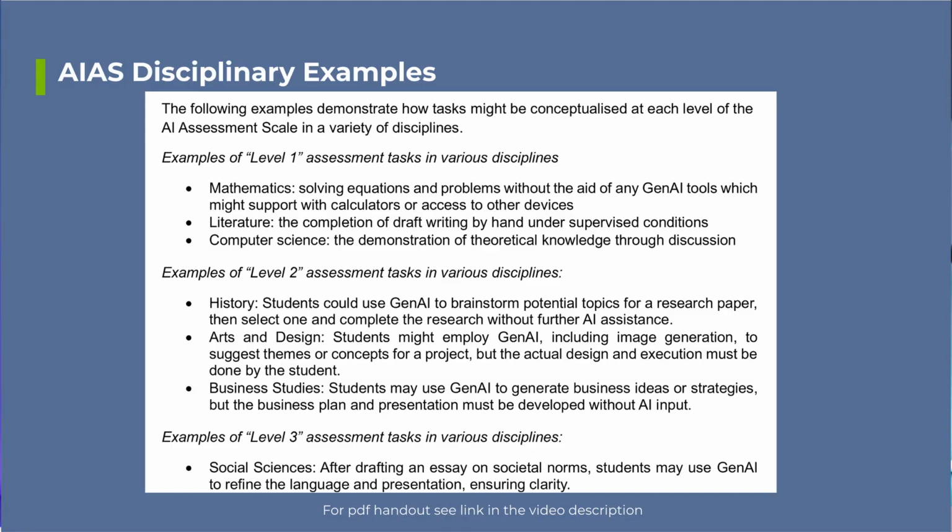This scale helps us establish a structured approach to communicating and potentially integrating AI into academic assignments, ensuring both transparency and ethical use. I want to briefly highlight this hyperlink to a handout that provides some excellent disciplinary examples of applying the AIAS at different levels. For instance, at level 1 in computer science, students demonstrate theoretical knowledge through in-person class discussions. In contrast, at level 3 in the social sciences, students are allowed to use AI tools like Gemini to refine the language in their presentations to ensure clarity.